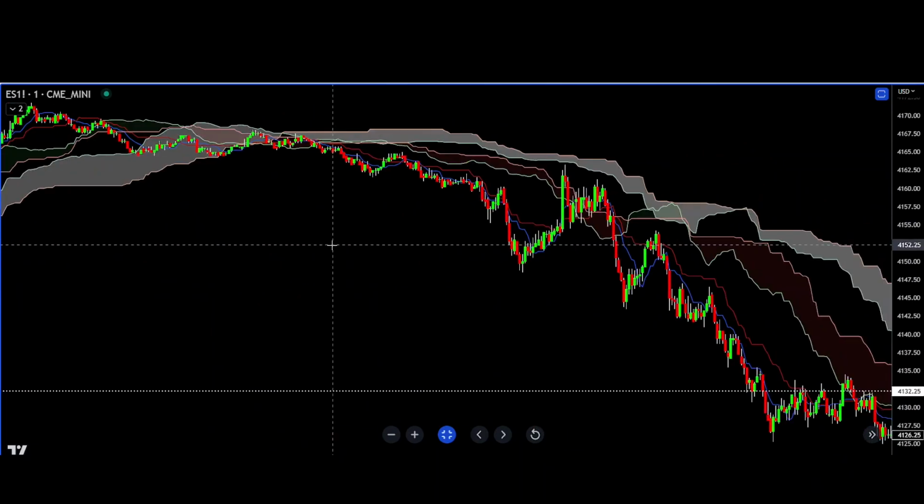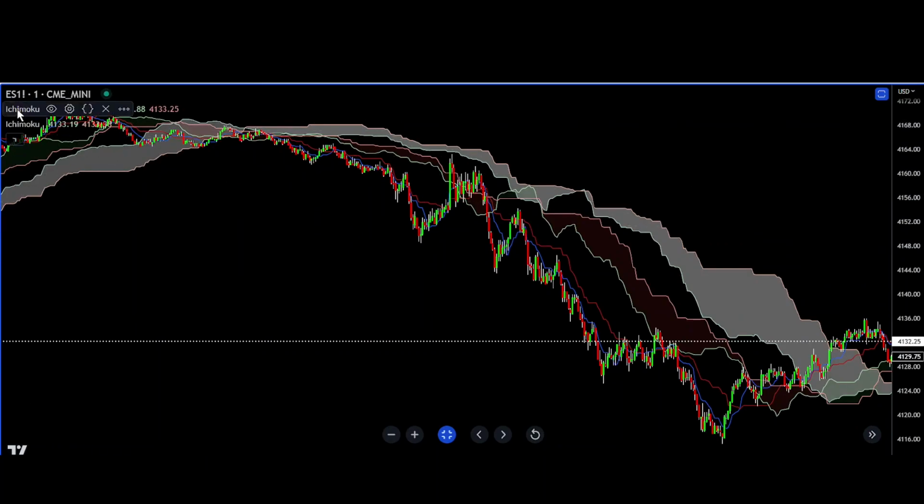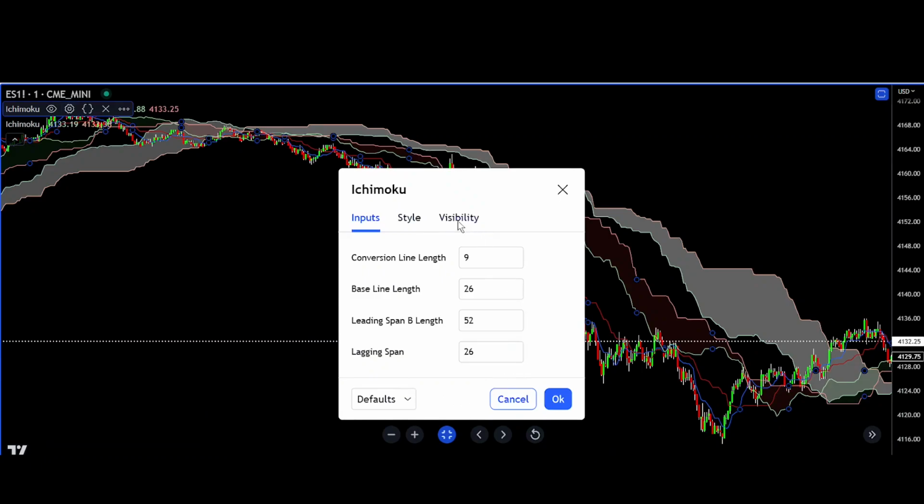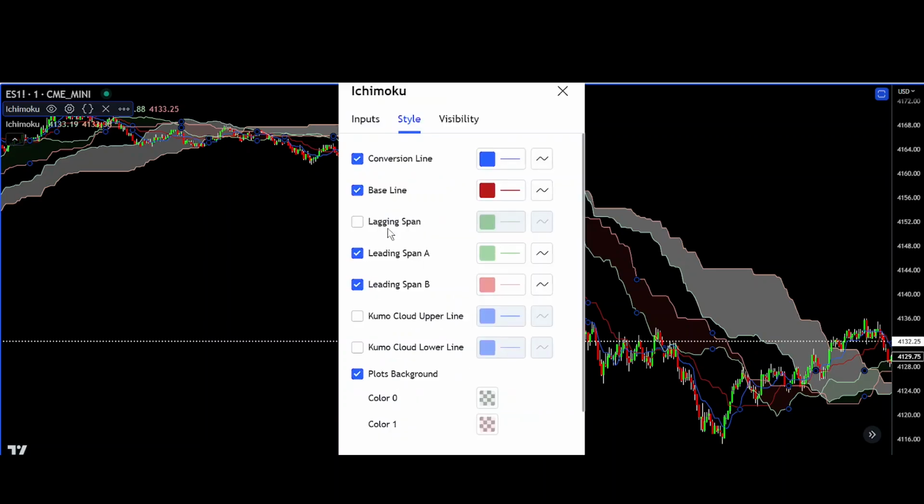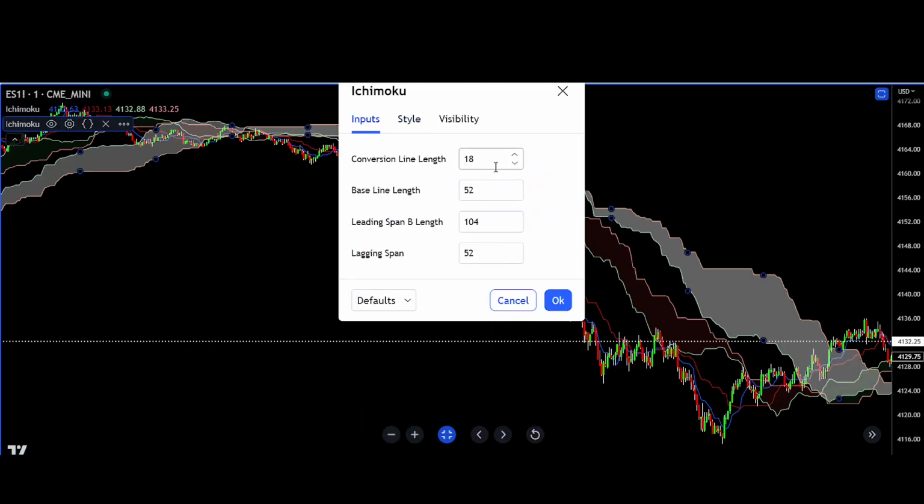Let's break down how the indicators work first. You're going to have two Ichimokus. The first one you're not going to touch. It's just going to be your standard settings: conversion line of 9, baseline of 26, a leading span of 52, and a lagging span of 26. I usually turn off the lagging span. The second one, the slower one, is just going to be twice as long. You have an 18 conversion line, a 52 baseline, a 104 leading span for the B length, and a lagging span of 52 for the initial.